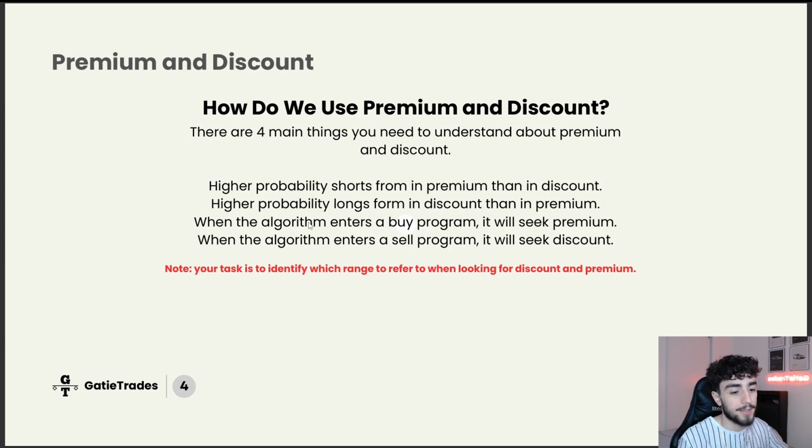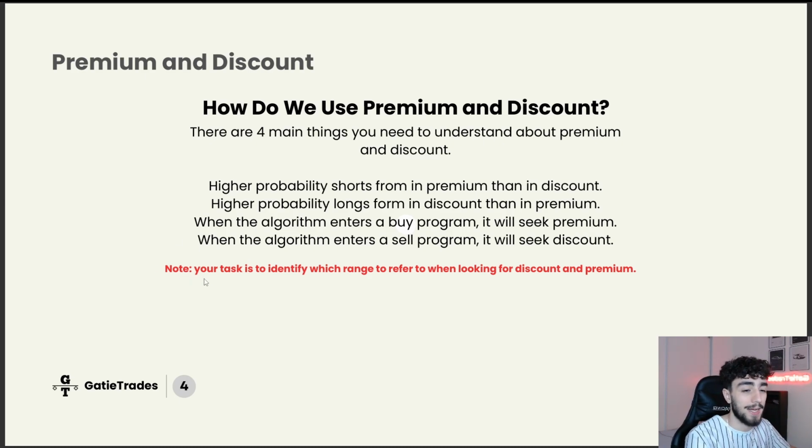There's another component that we're going to talk about in this video. When the algorithm enters a buy program, meaning the algorithm is going to deliver price higher, it will seek premium. It seeks expensive pricing, right? It wants to go from discount to premium. That's what a buy program will do. A sell program will do the opposite. So a sell program will seek discount, basically moving from expensive to cheap, or from premium to discount.